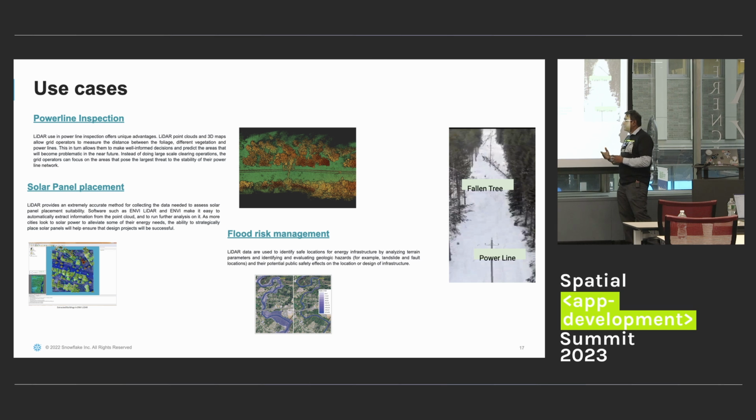Solar panel placement is something that I came across in the energy sector, where they want to identify which regions have the best solar reception and where they can place panels. Here was one example that was done not in Snowflake, but outside, sharing the type of use cases. This was happening in New Zealand, I believe, where they were looking at different rooftops and trying to find out which rooftop has the best intensity for solar panel placement.